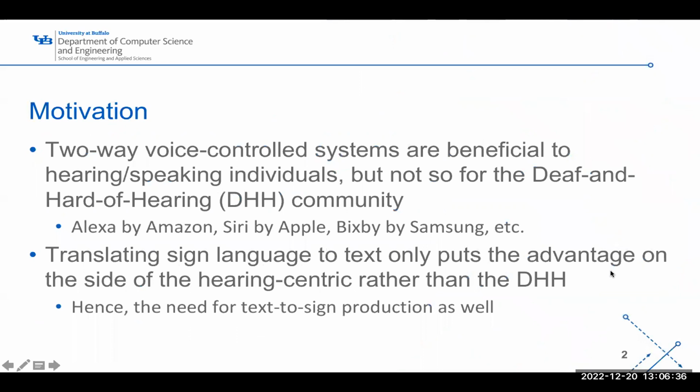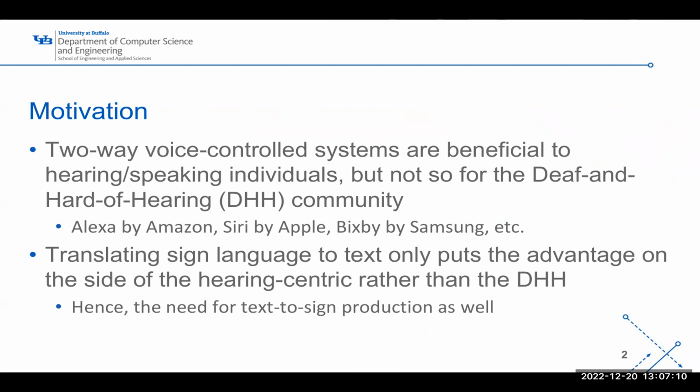So really the motivation for this work is the fact that now we have these personal assistants, Alexa, Siri, Bixby, and many others, and these are voice-controlled systems. So for those who are deaf and hard of hearing, it's almost impossible to have access to these kinds of systems. And so if possible, could we have a two-way sign language controlled system similar to these personal assistants?